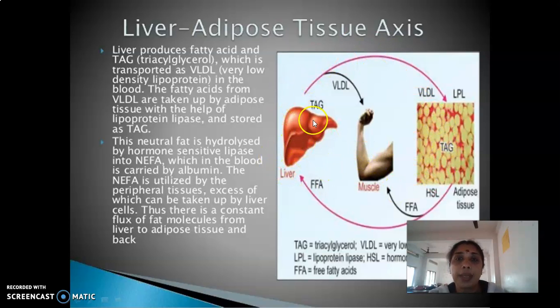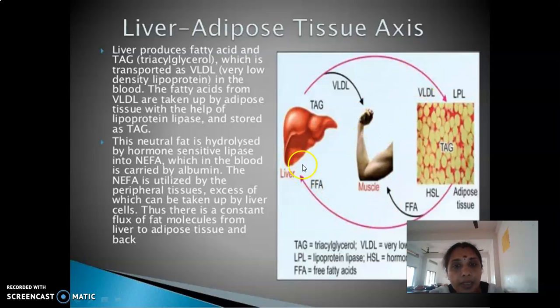See, the cycle is complete. TAG is derived from the liver. It reaches the target tissue, and in the target tissue, lipolysis can happen. The products of the lipolysis will be taken into the various organs, including the liver. So this is known as the liver adipose tissue axis.